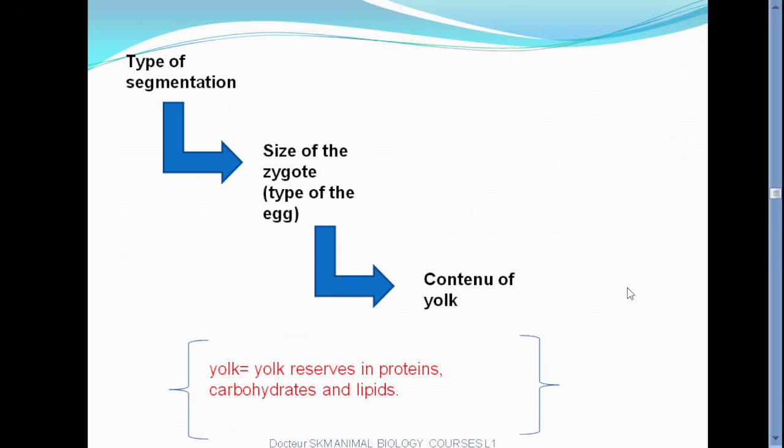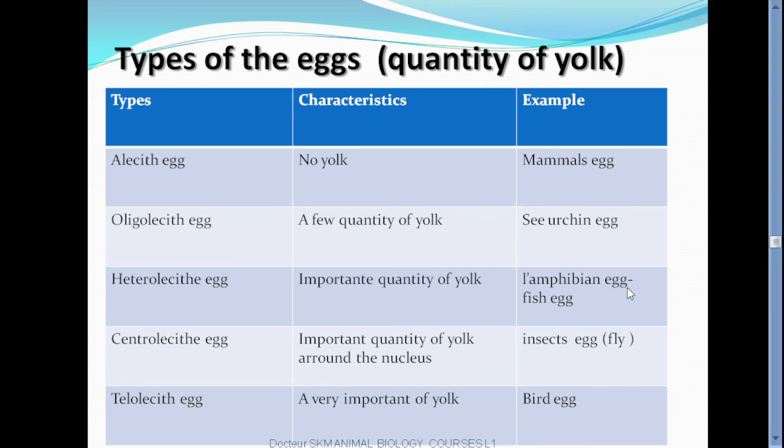proteins, carbohydrates, and lipids. So why will the zygote take yolk in its cytoplasm? It's in order to develop its embryo. So if the development is inside the body, the zygote doesn't take yolk, but if the development is outside the body, naturally the zygote will take yolk. But in nature there are many types of eggs according to the quantity of the yolk in their cytoplasm.